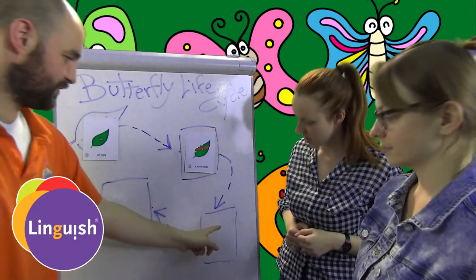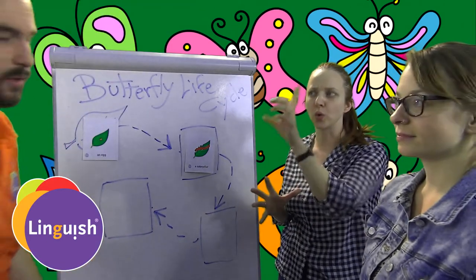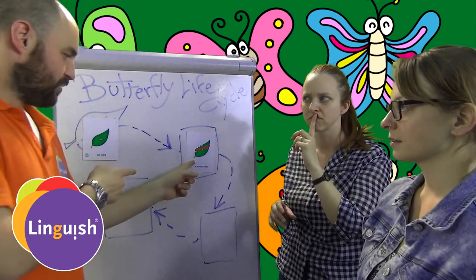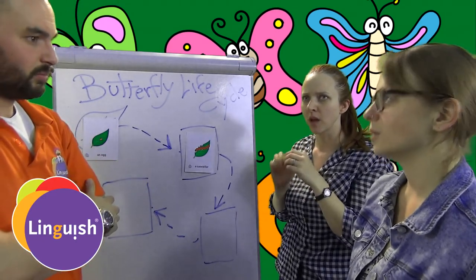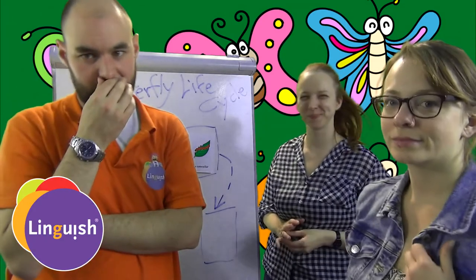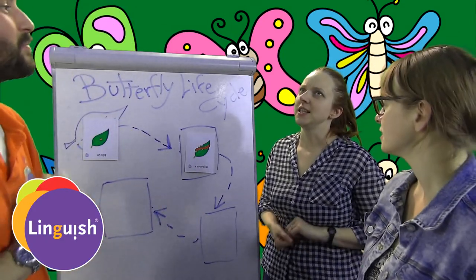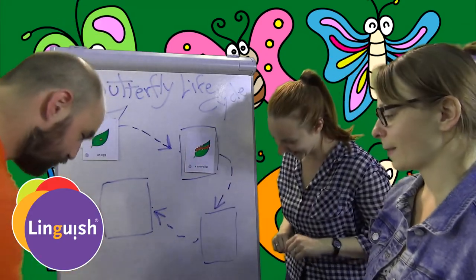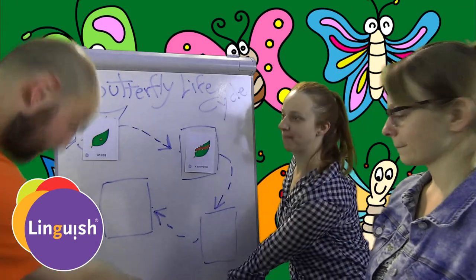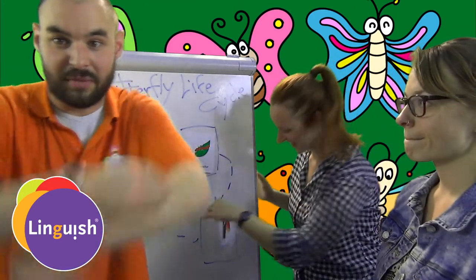Okay. Now, the caterpillar becomes a super big caterpillar. No. The caterpillar becomes a snake? No. The caterpillar becomes a chrysalis. Yeah. Where is the chrysalis? Take it. Right here. So, the caterpillar becomes a chrysalis.